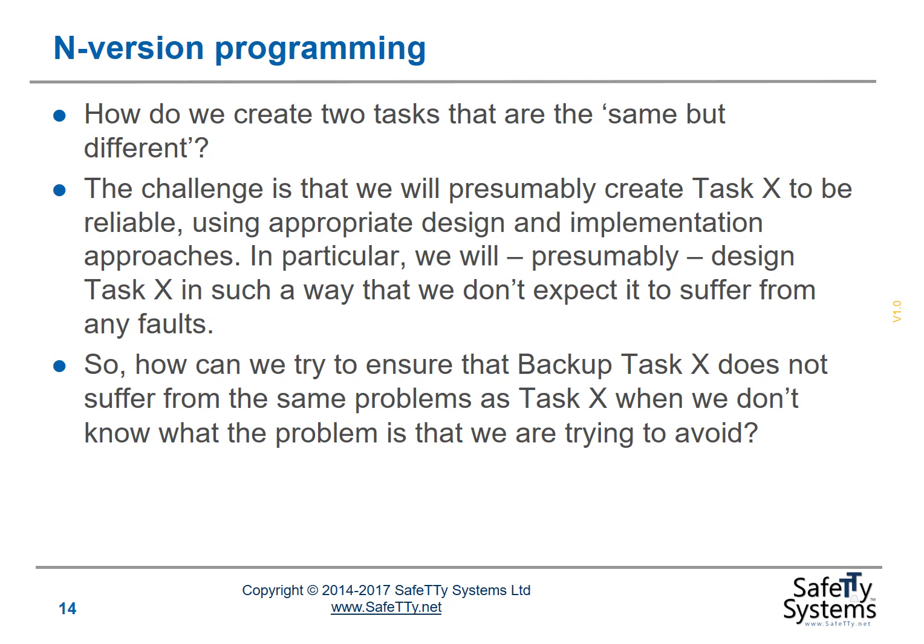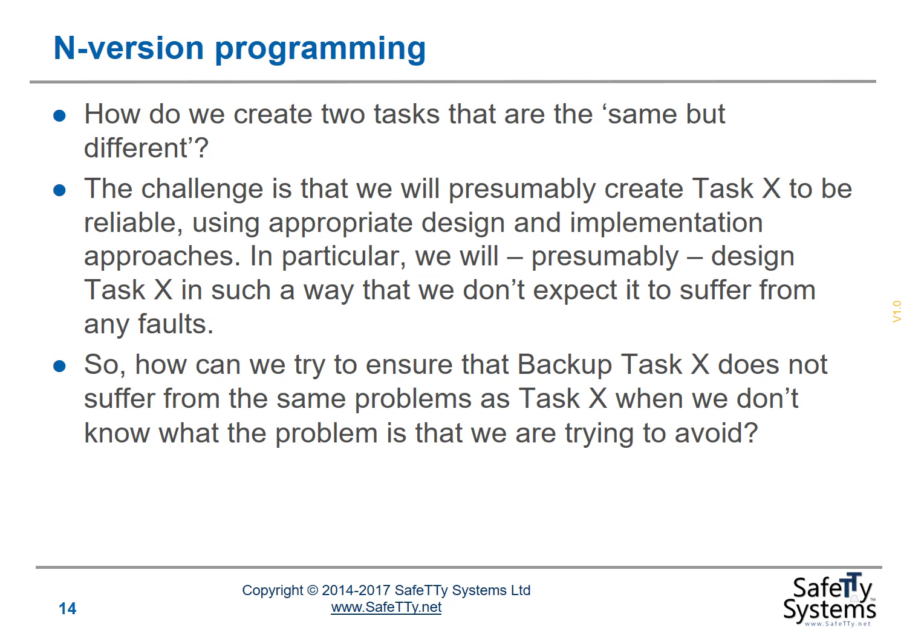The key challenge here is that suppose we've created task X. We presumably did as good a job as we could with that. We used appropriate design and implementation approaches. We created task X in a manner that we would be comfortable that the task operated correctly. So we don't expect task X to suffer from any faults. If we expected that there would be faults with task X, we'd presumably have corrected those faults. So how can we try and create a backup task X or a diverse task X that doesn't suffer from the same problems as task X when we don't know what the problems are that we are trying to avoid?